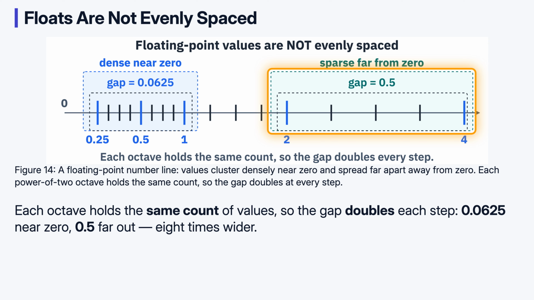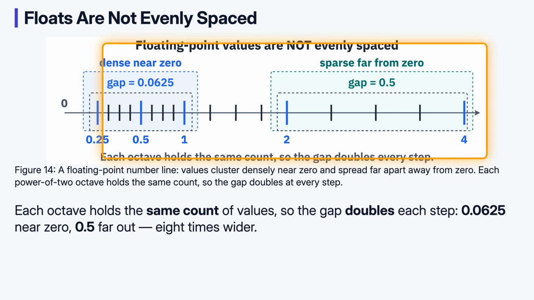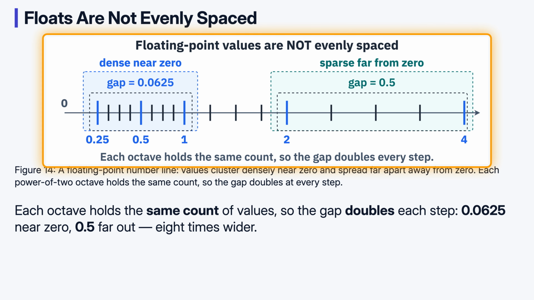Each power of 2 octave, from 1 to 2, from 2 to 4, and so on, holds the same fixed count of representable values. So as you move to a higher octave, that same count is stretched over twice the width, and the gap doubles at every step. Here the gap near zero is 1/16, while farther out it is 1/2, 8 times wider. Precision is relative, not absolute. The same number of significant digits at every scale.